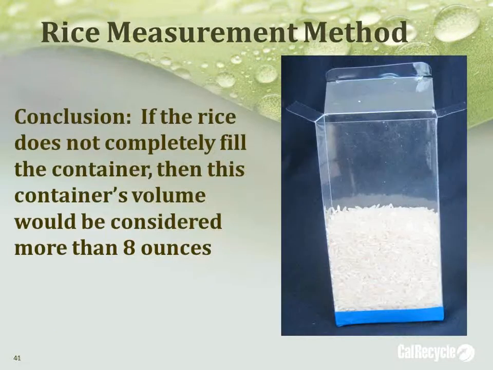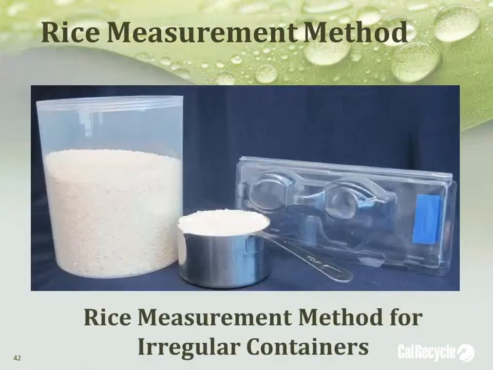In this case, there is room for more rice. Using this method, the container has a volume greater than 8 ounces. Given the product inside, it could be considered an RPPC covered by the program. Smaller containers hold a variety of products.